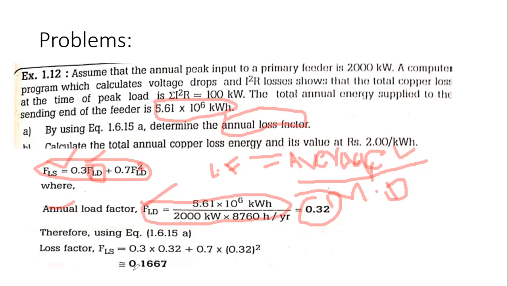Then this value is 0.167. This is the total loss factor, and this is the first bit. Annual loss factor is equal to 0.167. Next, calculate the total annual copper losses energy.